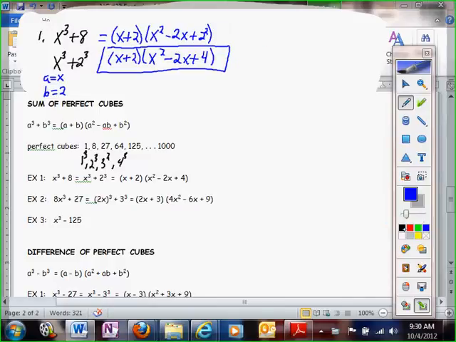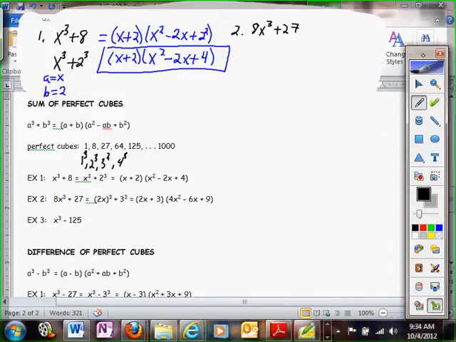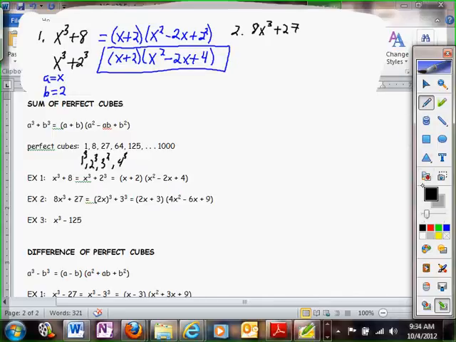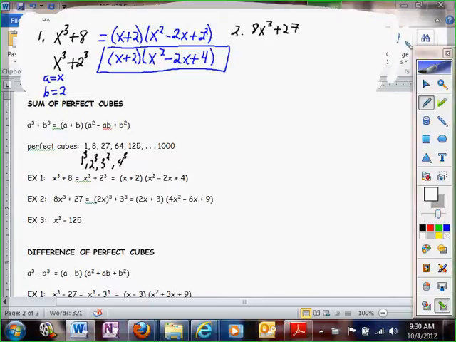Example 2, we have 8x cubed plus 27. And really the most difficult part about factoring these cubes, in my opinion, is being able to rewrite this in a way that you can recognize what is actually being cubed. What is my first term? What is my second term?